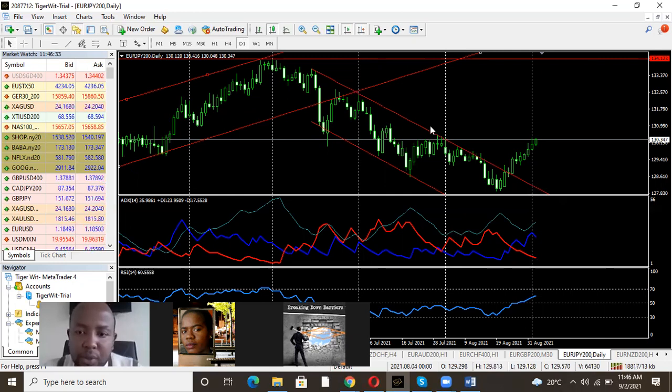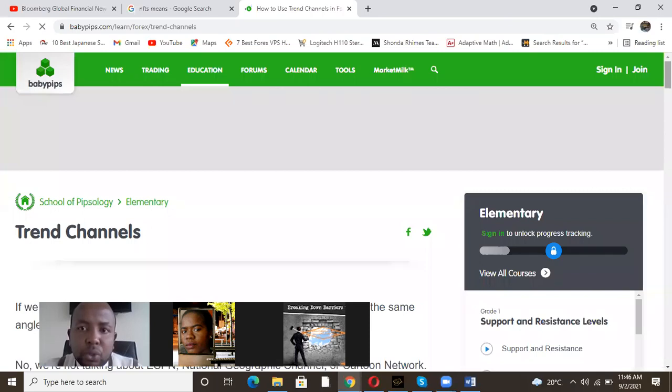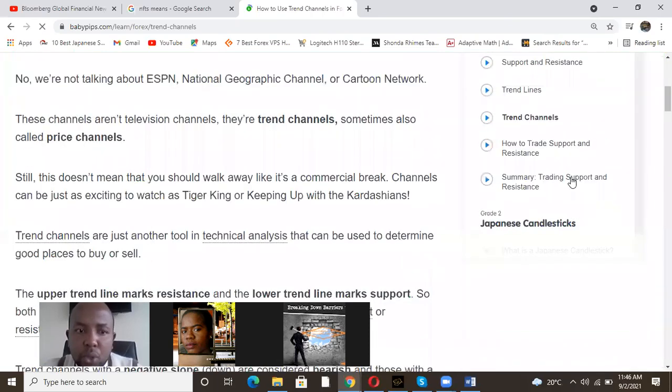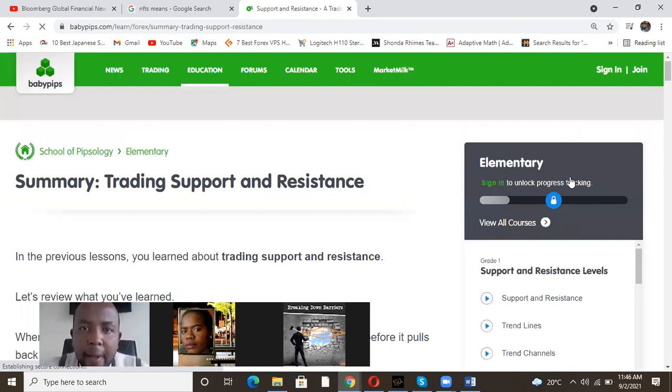So now we are going to do the summary of the support and resistance so that I introduce you to candlesticks. This is what I really wanted us to do today, because support and resistance is not hard. It's very easy.